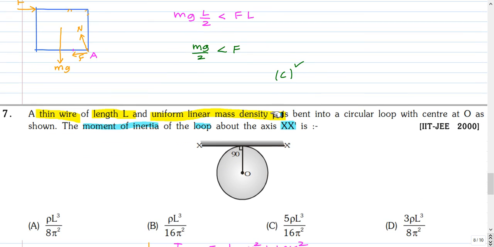Let's move to the next question. A thin wire of length L and uniform linear density rho is bent into a circular loop with center at O as shown. The moment of inertia of the loop over axis xx prime is. 4 options are given. You can pause the video and attempt the question.